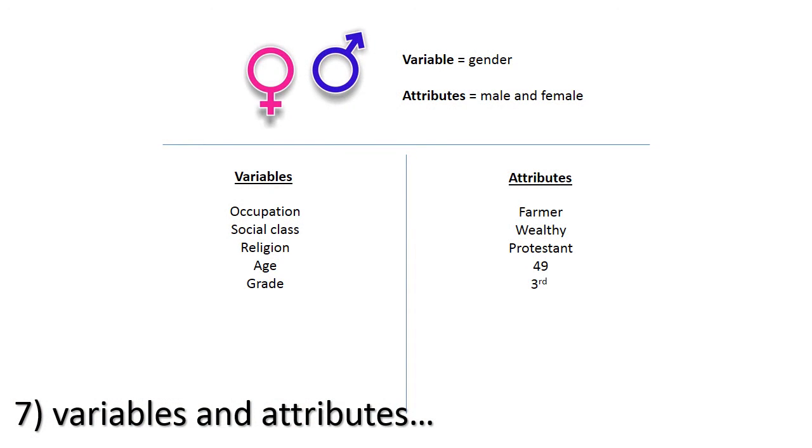A variable is made up of a set of attributes, while attributes are actually characteristics of people and things. For example, in this slide, you have the variable gender, and then you have the attributes male and female. So gender asks, what is your gender? And then male and female are more or less the descriptors, the answers. Another example is social class. What social class are you in? That is the variable. The attributes could be wealthy, poor, middle class, whatever.